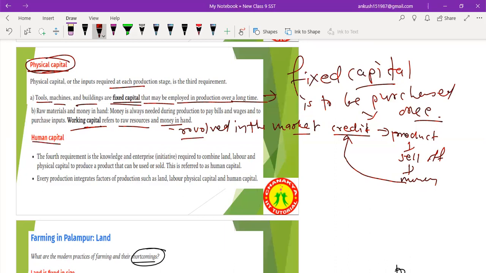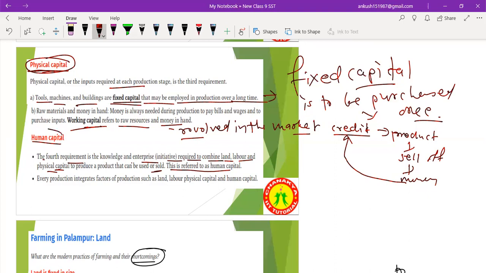Yes, sir. Another capital is human capital. Now, human capital may be varied. The fourth requirement is the knowledge and enterprise initiative that is required to combine land, labor, and physical capital to produce a product that can be used or sold. This is referred to as human capital. Did you get it?